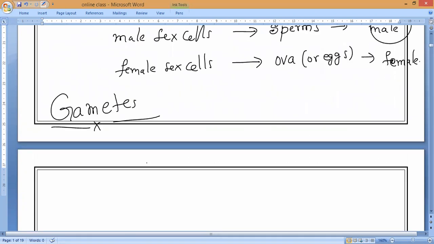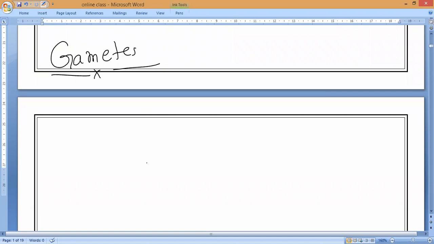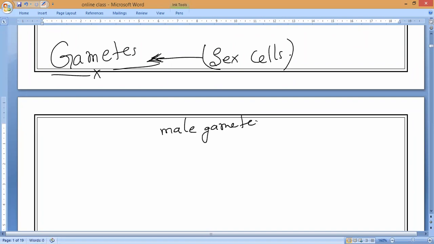Let us see now. As we know already, I told you about reproduction in plants also. Here, sexual reproduction takes place by the combination of special cells. What are those cells called? Sex cells. These sex cells are of two types, and the other name of sex cells is gametes. So the cells involved in sexual reproduction are called gametes. These gametes are of two types. One is male gametes and the other is female gametes. Do you understand, everyone?